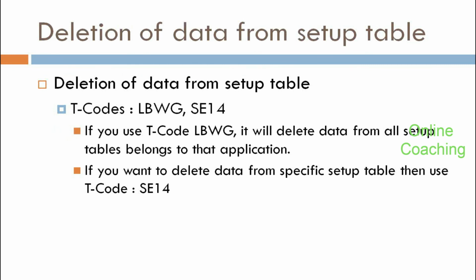How do you delete the data from the setup table? The transaction codes are LBWG and SC14. But again, there are two scenarios. If you use LBWG, it deletes data from all the setup tables belonging to that application. In case you want a particular specific setup table, if you know its technical name, go for SC14. How do you find out the setup table name? I told you. Then you can enter SC14 and the particular setup table's technical name. Only that data will be deleted.